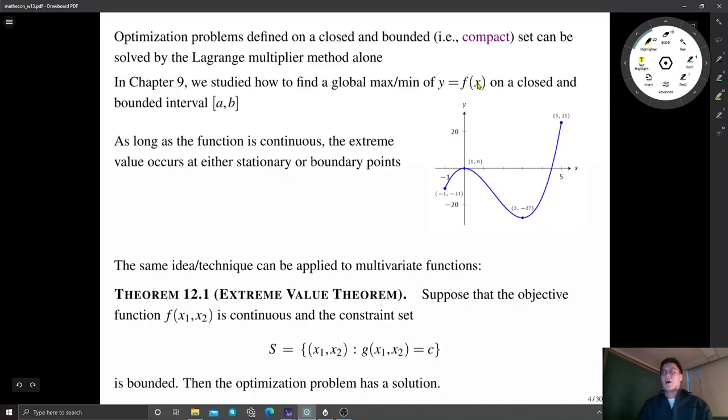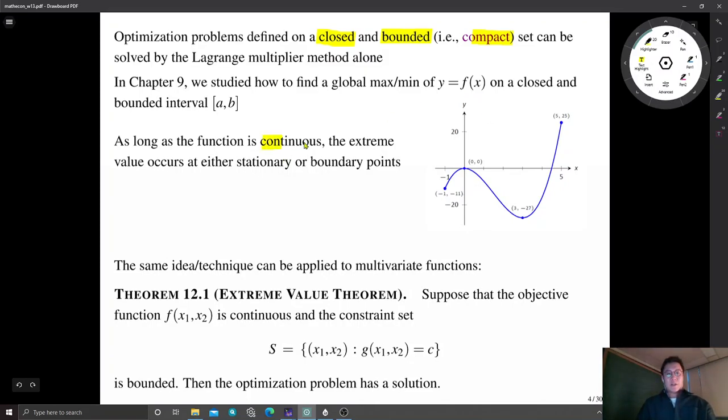variable function if the function is continuous and defined on a closed and bounded interval, say from A to B. Okay? So we just talked about the notion of boundedness, just briefly mentioning closedness. We say a set is closed if the set contains all its boundary points. Okay? So this interval has two boundary points, A and B, and this interval includes all boundary points, so it is a closed set. Okay? And if the set is closed and bounded, we say the set is compact. Okay? So compact means two things, closed and bounded. Okay?